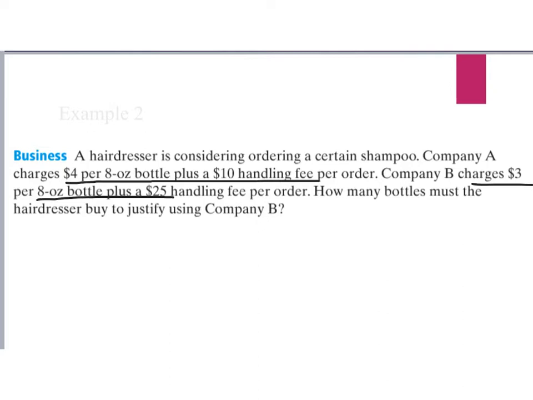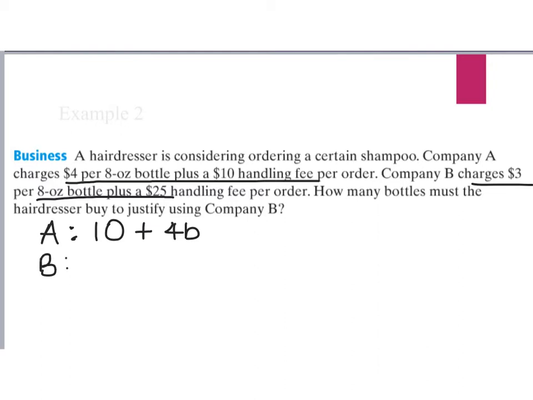What we need to do is figure out what the cost of Company A is. It tells me that we have $4 per 8-ounce bottle plus a $10 handling fee. You're going to pay that $10 handling fee regardless of how many bottles you buy. So I'm going to add that $10 to my $4 per bottle, and set this up as 4 times B, B being the number of bottles that we purchase.